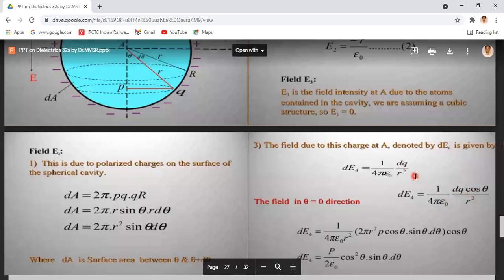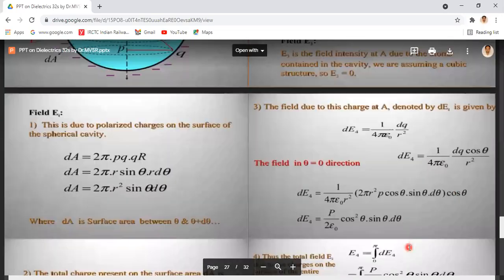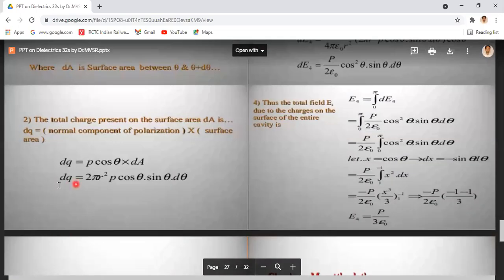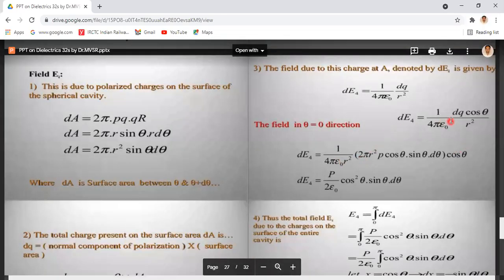అంటే ఇక్కడ cos theta, దీనికి మధ్య డిఫరెన్స్ cos theta వచ్చింది. అంటే ఈ హారిజాంటల్ కాంపోనెంట్ వాల్యూ తీసుకుంటున్నాం. ఓకే, నౌ dE4 is equal to ఇప్పుడు క్యాలిక్యులేట్ చేయండి 1/4 pi epsilon naught r square into dq cos theta. Already we know that the value of dq here is nothing but 2 pi r square p cos theta sin theta d theta. That value of dq is substituting in this expression.